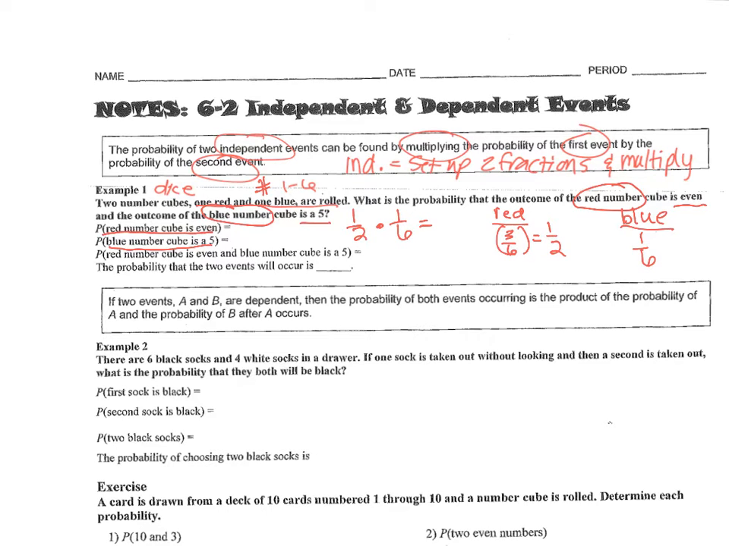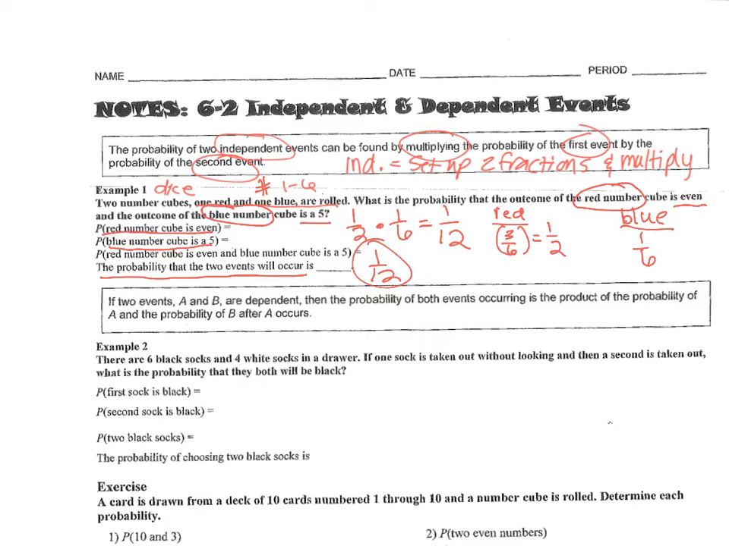We're just multiplying these fractions across. So 1 times 1 is 1, 2 times 6 is 12. The probability that the two events will occur is 1/12. That's it. You're doing just like you did yesterday. The only difference is that you're doing it twice, and then you're multiplying those numbers together.